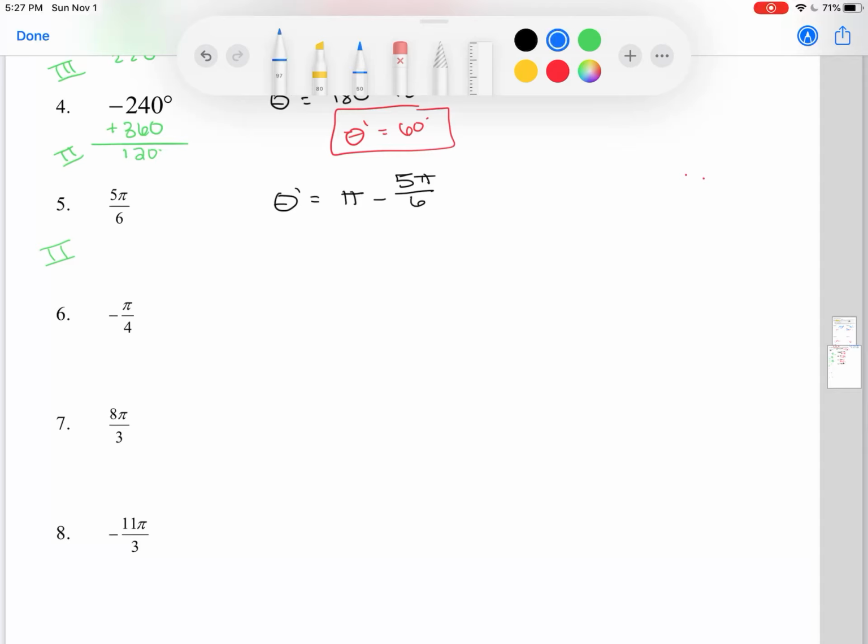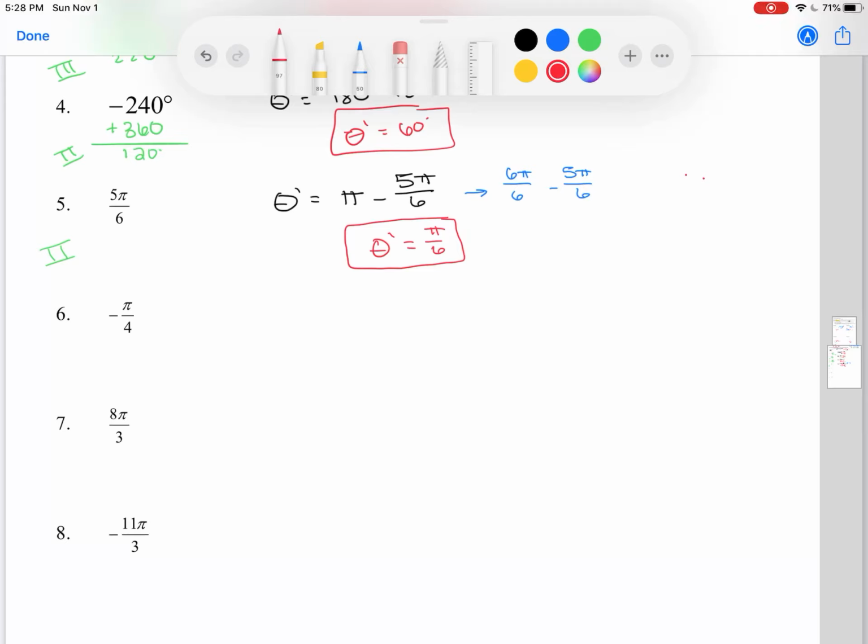So now I'm going to use the same steps. I take my reference angle, and I'm going to say, well, what is pi minus the angle I was given, 5 pi over 6. Remember, when we have fractions, we need to have the same denominator. So that's 6 pi over 6 minus 5 pi over 6. So my final value for my reference angle is going to be pi over 6.